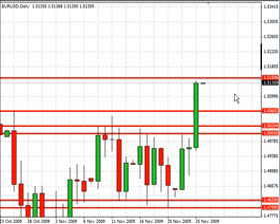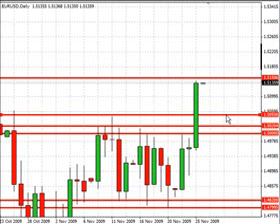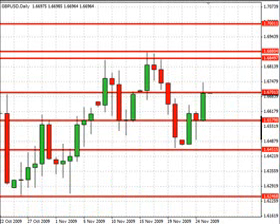First area of support for the euro is going to be at 150.50, followed by 150.20, 150, 148.20, and 148 even.